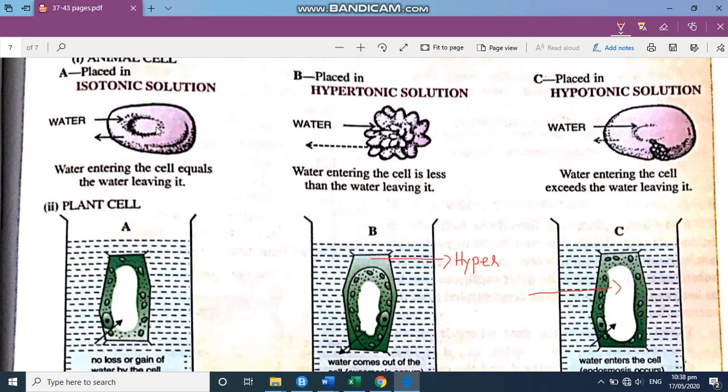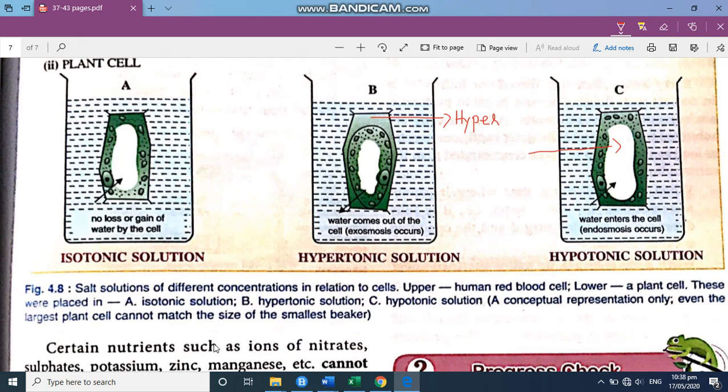See again, this is the condition. What happens in the isotonic? No change. Shrinks and swells again. In the plant cells, no change, shrinks. It is going to shrink the cell membrane, and the space between the cell wall and the cell membrane is filled up with hypertonic solution. And here again, in hypotonic, water is moving inside and the vacuole becomes distended, and you can see that the cell membrane is now very close to the cell wall.